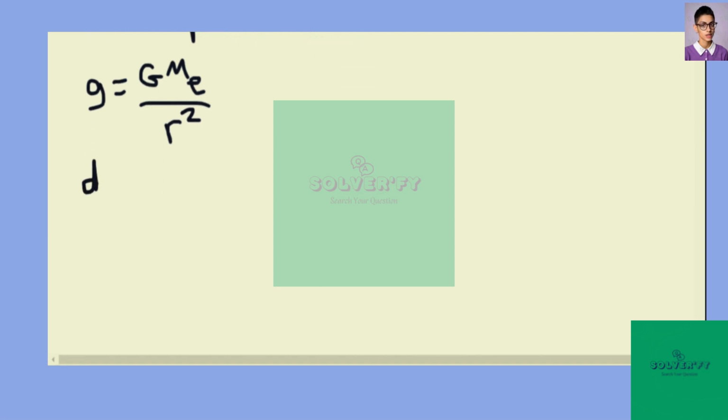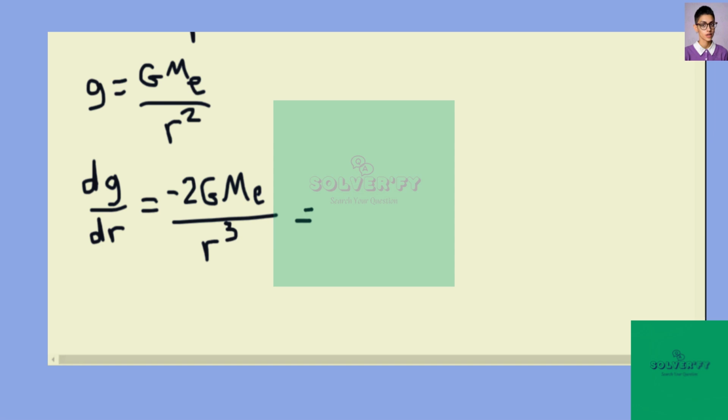Therefore, if we take the derivative, dg over dr, we get -2 G me over r cubed. But we're saying that this is near the surface of the Earth, so it's -2 G me over the radius of the Earth cubed. And this is a gradient.